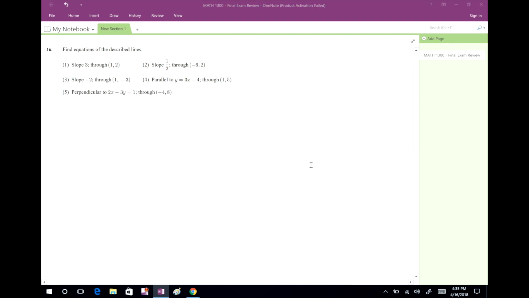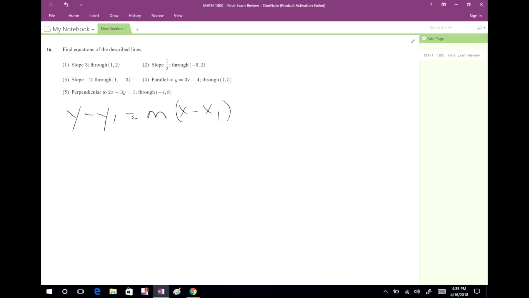Hello everyone. In this video I'm going to talk about how to find the equation of a line. There are two standard forms of the equation of a line. I'm going to use the point slope form, and that looks like this. y minus y1 equals m times x minus x1. In this equation, m is our slope and x1 and y1 are the coordinates of our point.